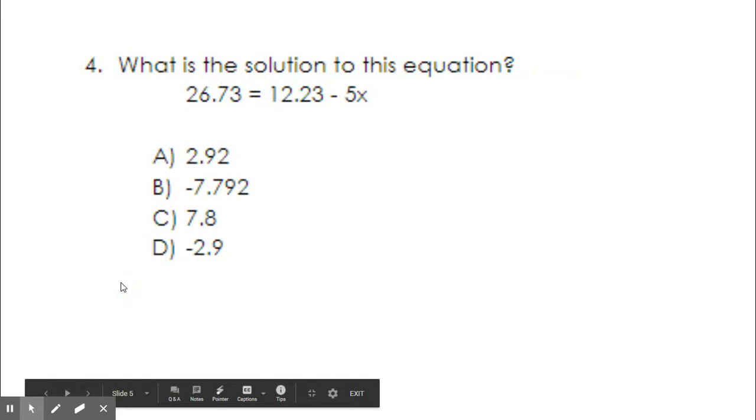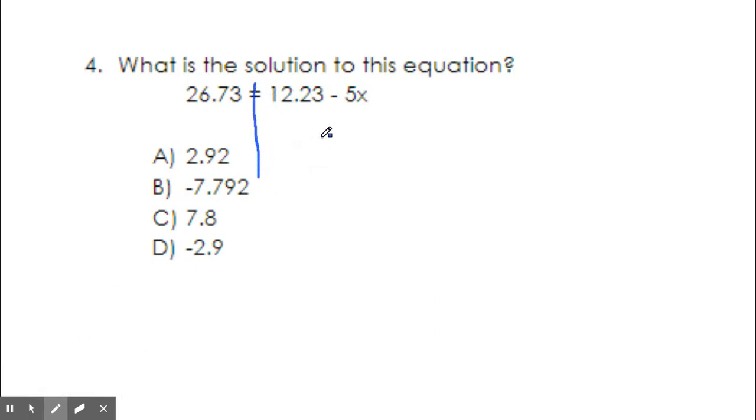Number 4, what is the solution to this equation? All right, so this is similar to what we were looking at earlier with the modeling, but this time they just have the equation. So I'm drawing a line down my equal sign. I want to get the variable x alone, so I have to get rid of this 12.23. This minus sign is not attached to it. It's whatever's in front of it, which doesn't have a symbol in front, so it's positive. So to get rid of it, I have to do the opposite, which would be to put a negative or say I'm subtracting it. That will get rid of that.